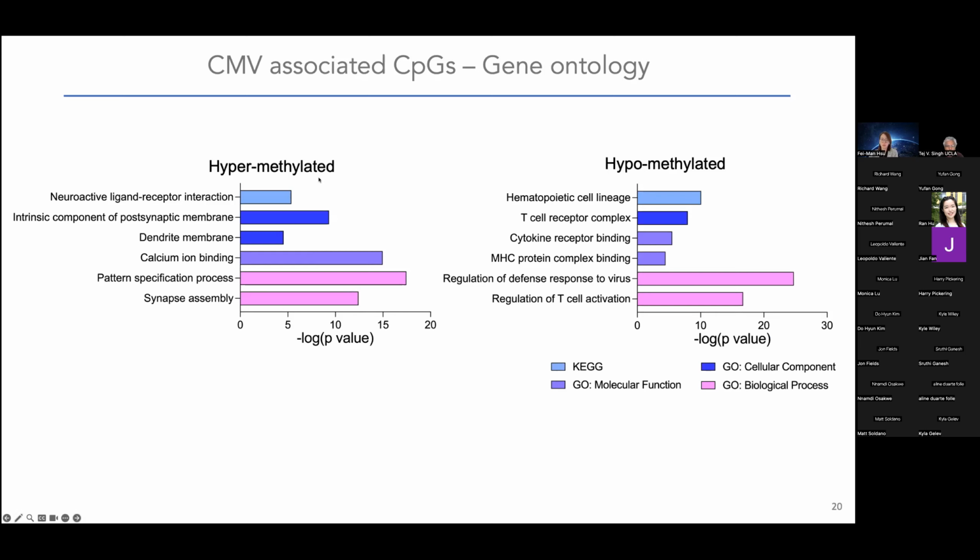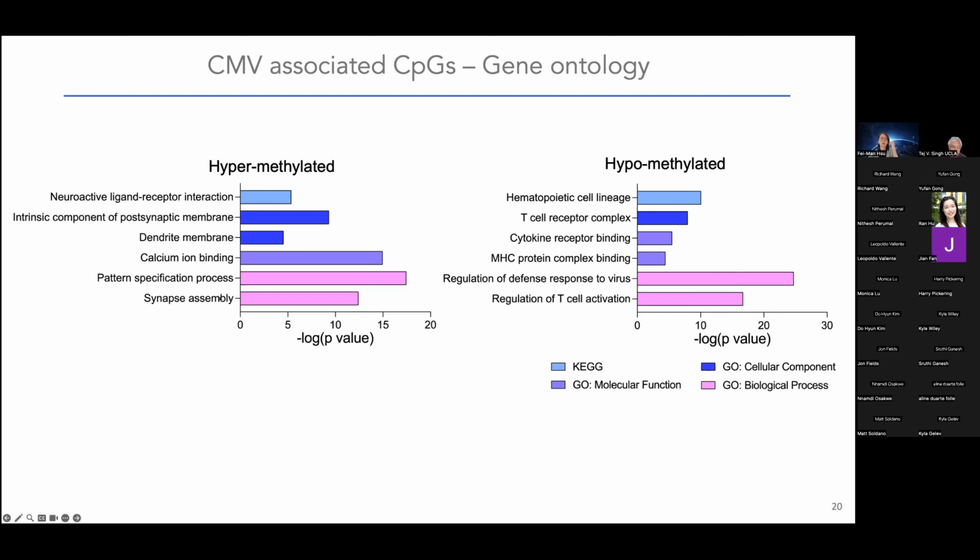The sign is really important because usually hypermethylation is related to downregulation of gene expression, and hypomethylation to upregulation of that specific group of genes. So we do gene ontology for these CpG loci. In the hypermethylated regions, the terms that popped out are more related to the neural systems, for example neuroactive ligand, dendrite, or synapse assembly. Synapse is for neurotransmission. And even pattern specification.